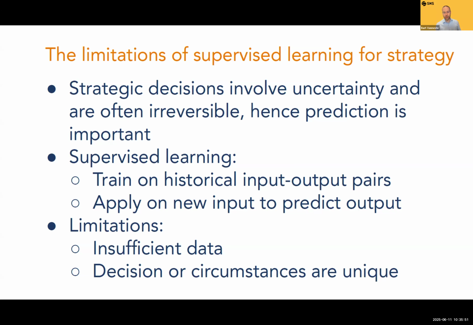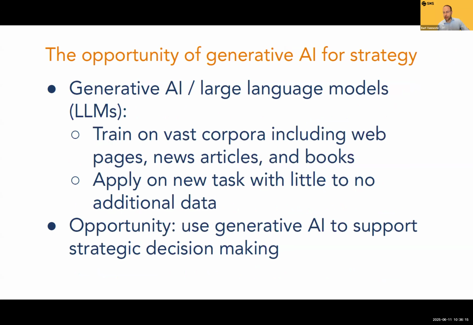Even if we have the data for training, the generalization, or the application to our unique case, may fail. This is not to say that supervised learning is not important. It's just that there's some tension between the strength of supervised learning and its application to strategic decisions. Now, what's very nice for us is that generative AI comes along and has some properties that I think make it more suitable for a direct study of strategic decisions.